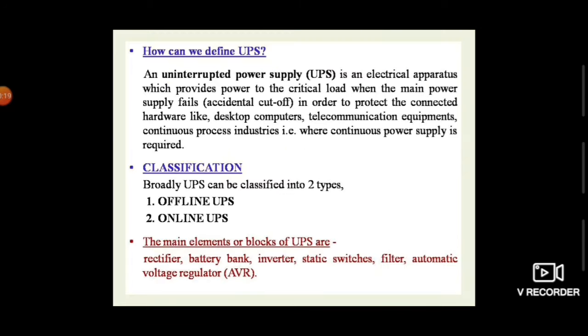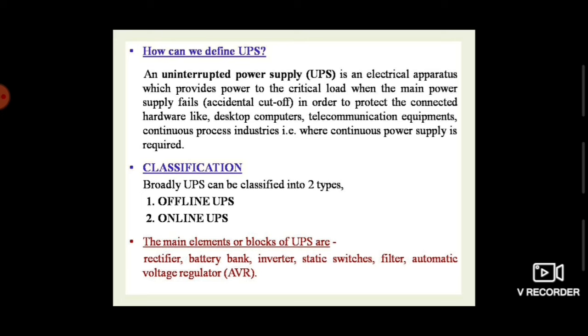What is a UPS, or how can we define a UPS system? An uninterrupted power supply is an electrical apparatus. Keep in mind, an electrical apparatus which provides power to the critical load, specifically only when the main AC power supply accidentally fails or cuts off.